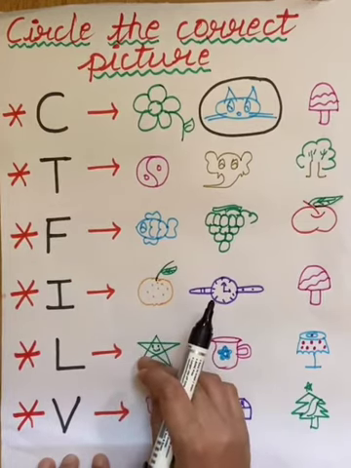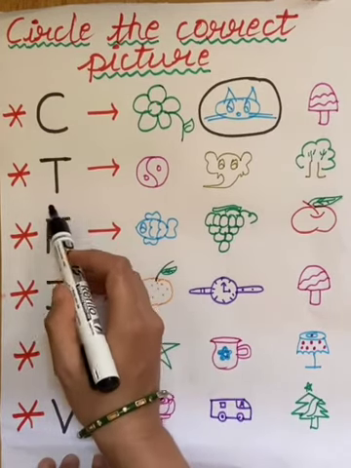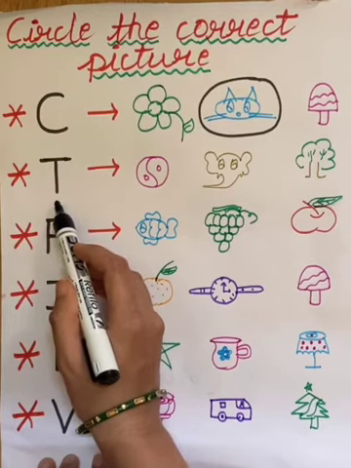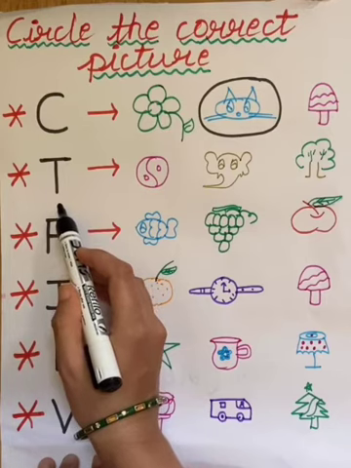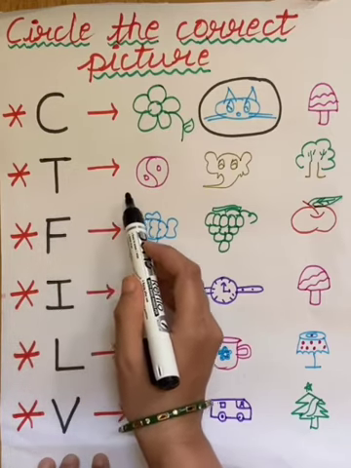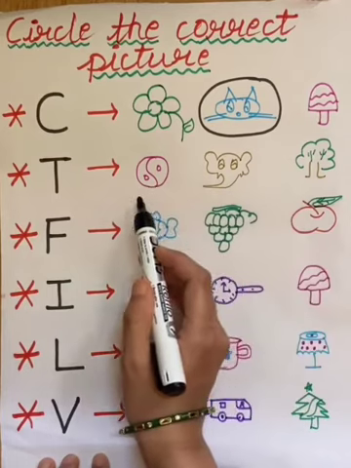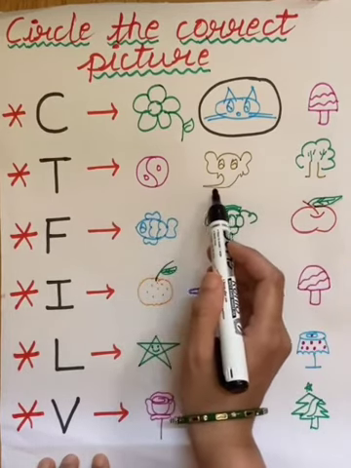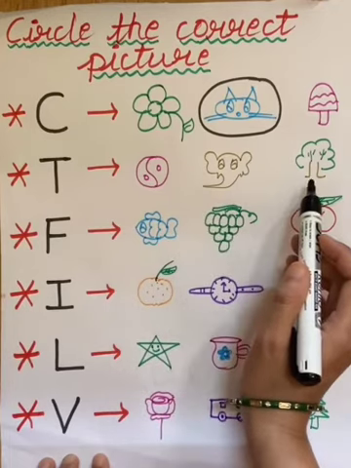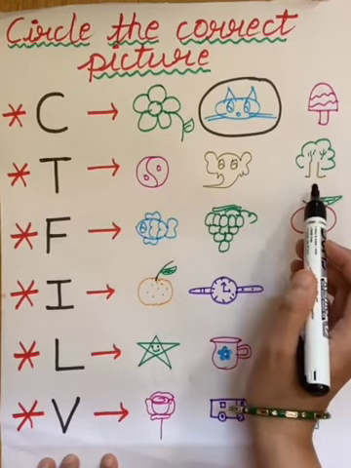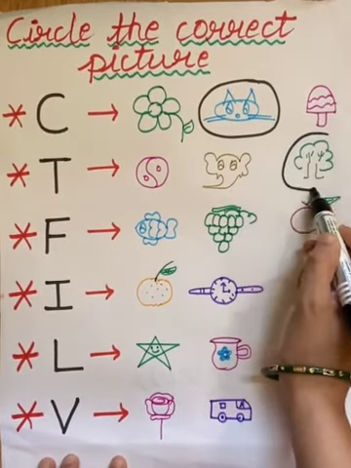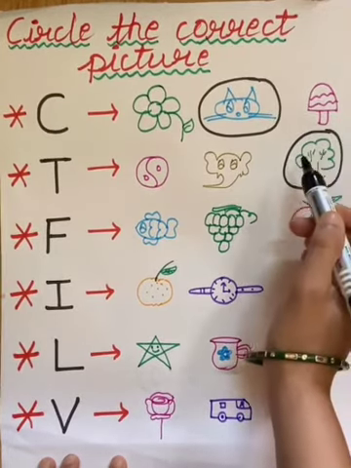Okay children, now next. Now which alphabet is this? This is T, T, tree. Now you will find the picture of tree from here. Find where is tree, is this or is this? Yes, this is a tree. So you will circle the picture like this.